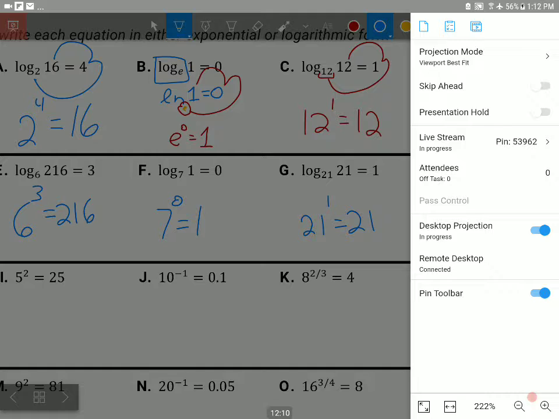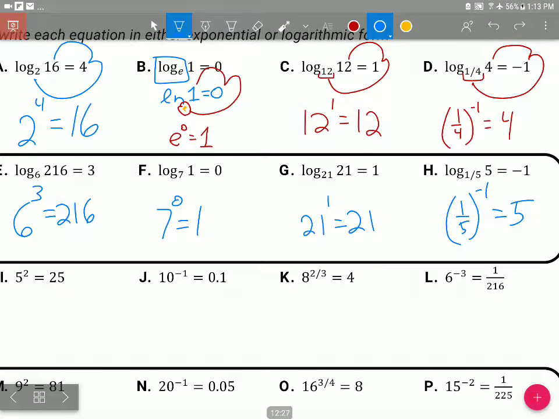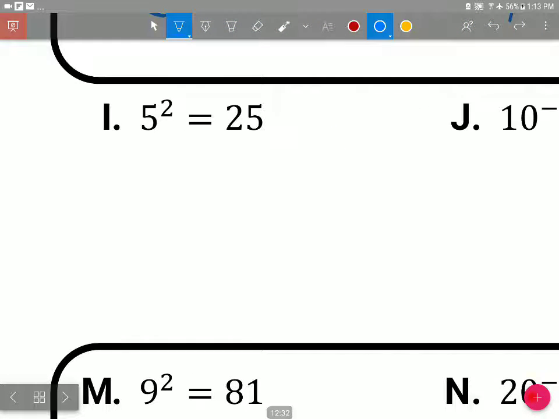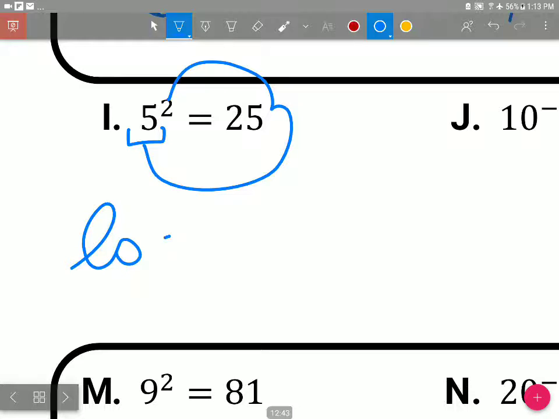All right, how do we do this? Here's the part that you're really going to love. Going from a logarithm to an exponent and going from an exponent to a log is the same thing. So start with your base, in this case letter I. What is your base? It's 5 to the 2, so your base is 5. Go across and come back. So that is log base 5 of 25 equals 2.